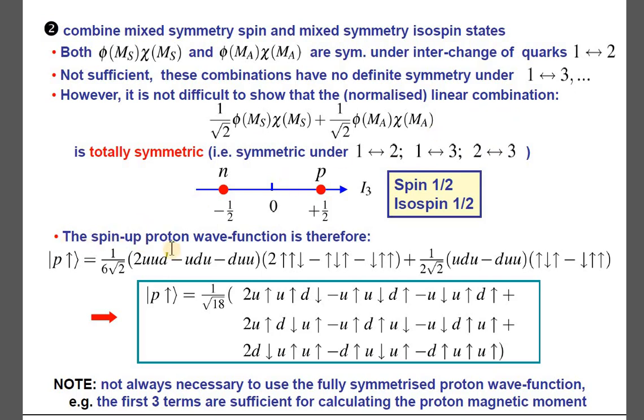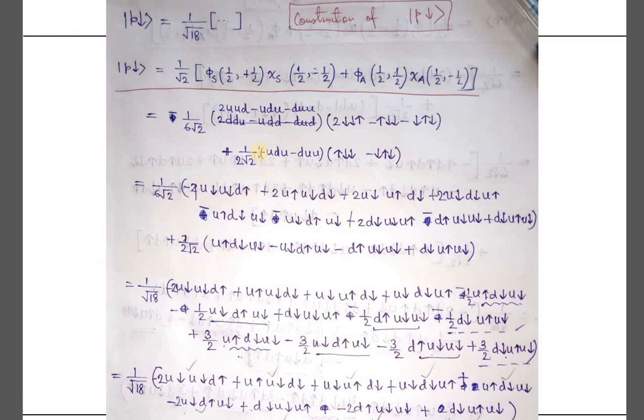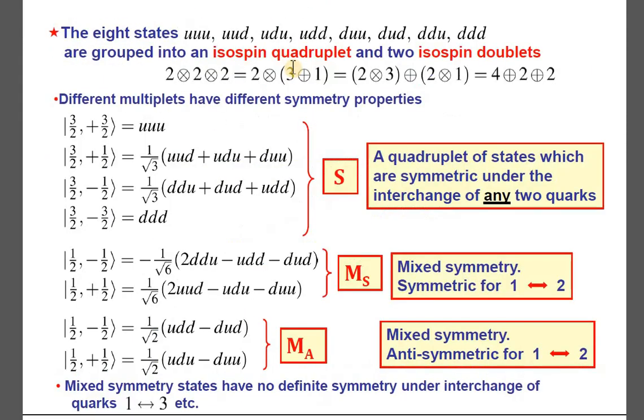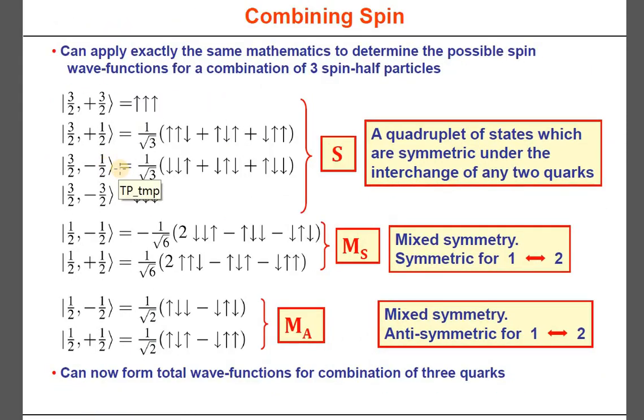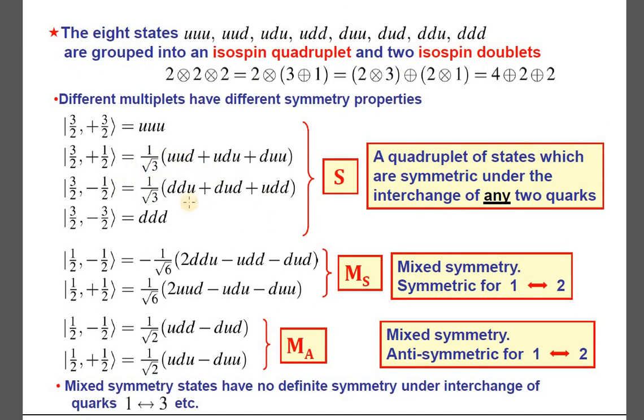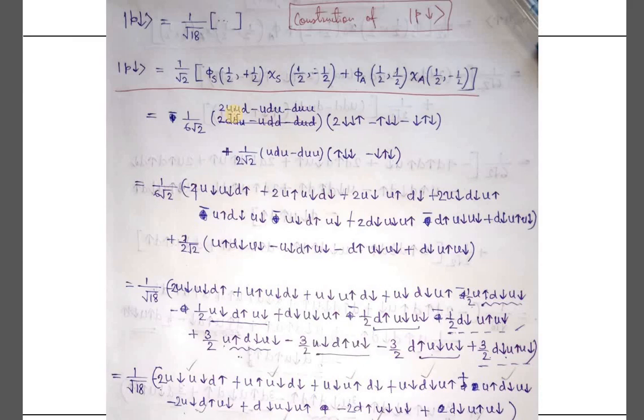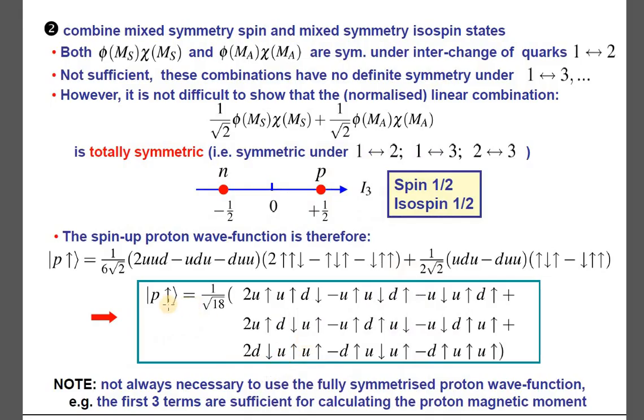Thus, the total spin up proton flavor spin state function is this thing. Now for your case, I have shown here the exact calculation. This is the case which I have just talked about, and I am now writing down the various components from the various parts. That means I am using the results from the spin case and the flavor case here, and I am finally getting this proton state.